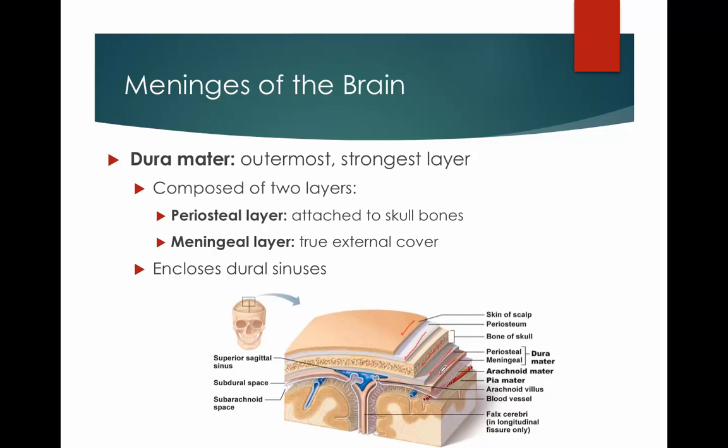Okay. In addition to creating this full encompassing around the brain and providing that exterior border, it also encloses the dural sinuses, which you know are the venous return from the brain. And you can see here the superior sagittal sinus, how it is being enclosed between the two layers, between the periosteal and the meningeal layer.